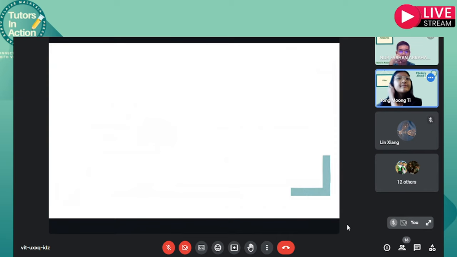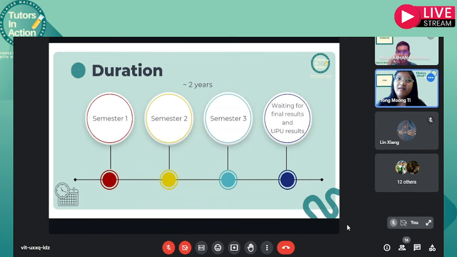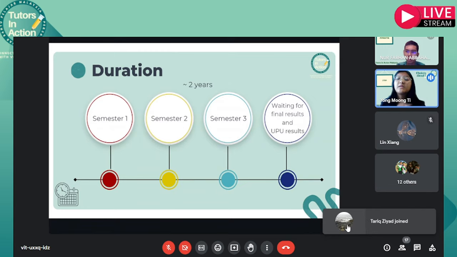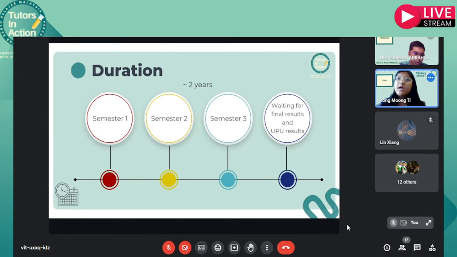So STPM is actually quite a time-consuming pre-U course compared to the rest. Some sources will tell you it's around 1.5 years, but that is only the duration of your studies. If you take into account the whole duration from the day that you graduate from SPM to the day that you enter uni, it's roughly 2 years, which includes semester one, semester two, semester three, and also waiting for your final results and UPU results. Next, please.